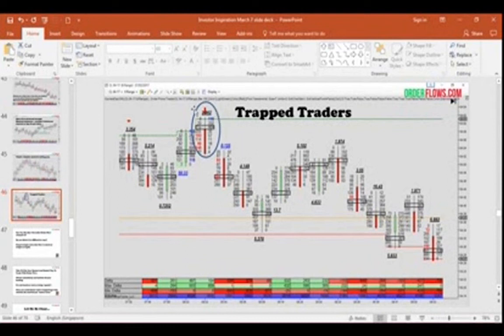But the software that I have will actually highlight these imbalances at the highs of the bars. So I'm not going to spend much time on trap traders, but imbalances in certain situations at extremes of bars are very important and lead to very good short-term trades.